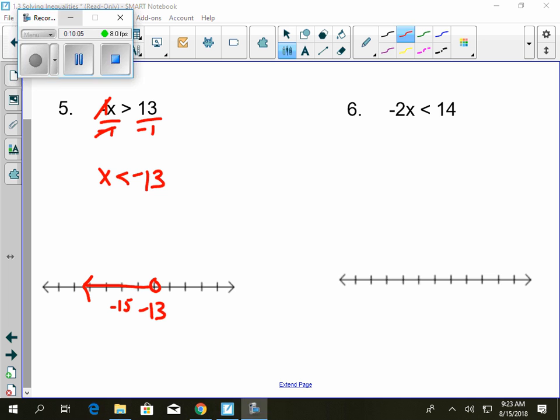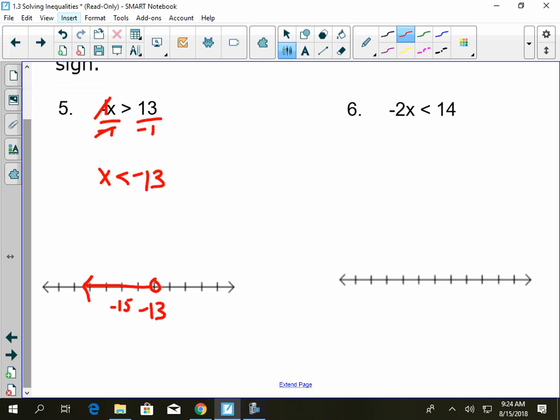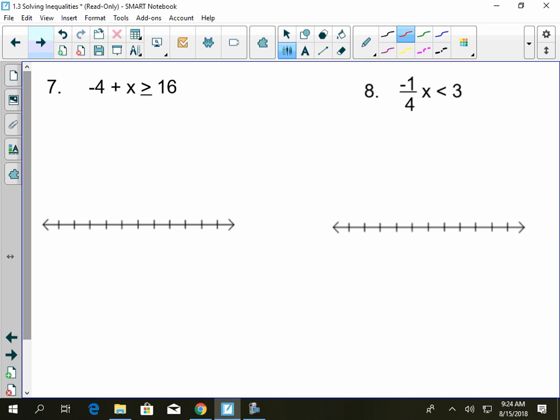Okay, so I'm going to divide both sides by -2. Negative 2's cancel. X, I divided by a negative, so I have to flip my inequality. 14 divided by -2 is -7. So I just put -7 right here. Open dot. X is bigger. I go to the right. Bam. Easy, breezy, beautiful cover girl.